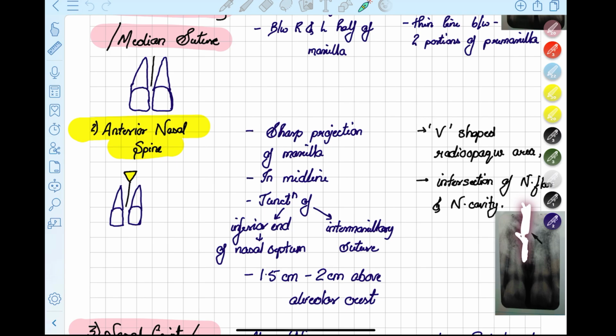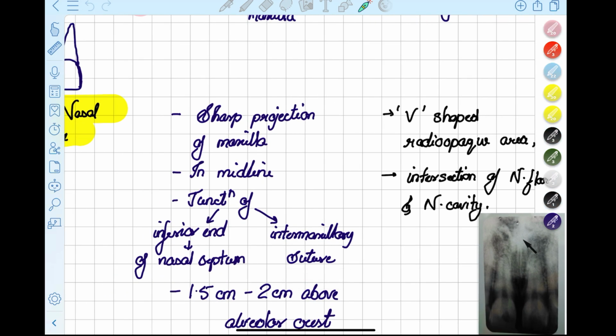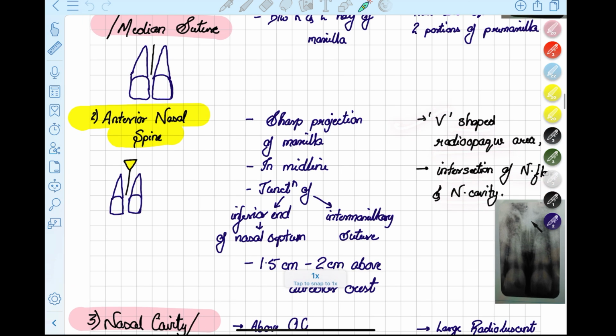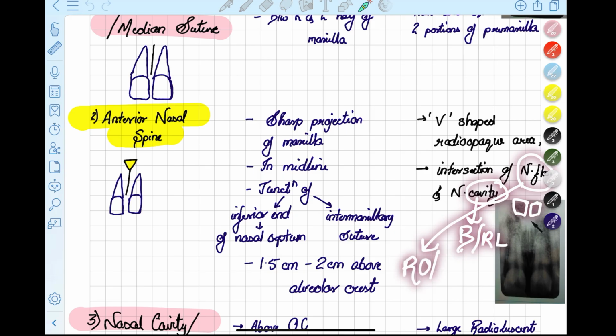It appears as a V-shaped radio opacity. As we have seen earlier, radio opacity is nothing but a white or light structure. It is 1.5 to 2 cm above the alveolar crest. Radiographically, it appears V-shaped, radiopaque at the intersection of nasal floor and nasal cavity. This is the nasal floor and the black part is the nasal cavity. The cavity is an air-filled space, so it appears black or radiolucent, and the nasal floor is a bony structure. It appears radio-opaque or white in color.